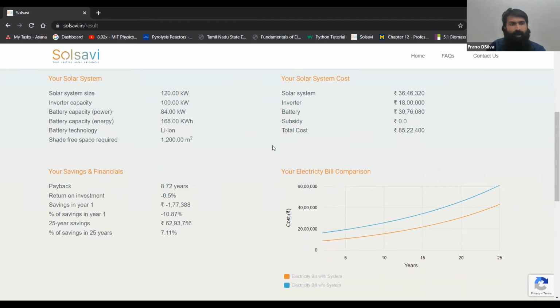Further, coming down on the left, we have the payback years coming up to 8.72 with a return on investment, further showing us the savings in 1 year and savings in 25 years. This savings in 1 year and savings in 25 years also include the loan interest amount as well as principal amount payments. Also, the O&M expenses that are carried out during the lifetime.